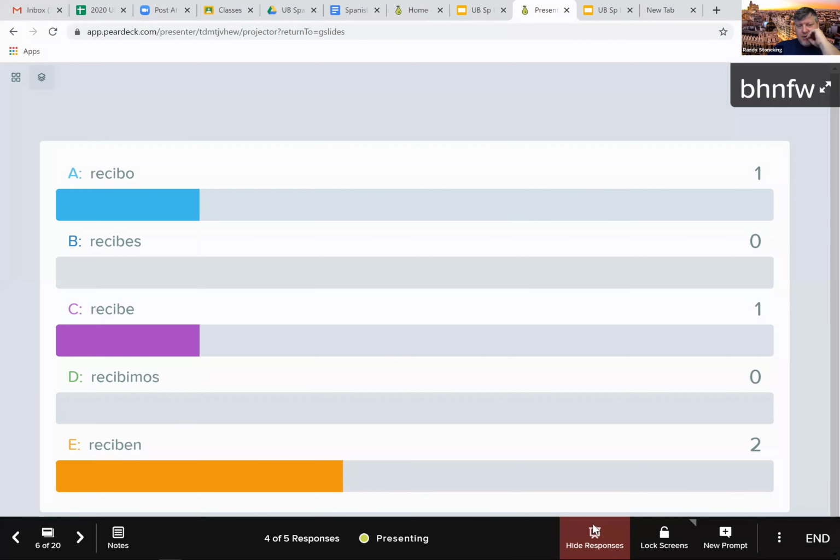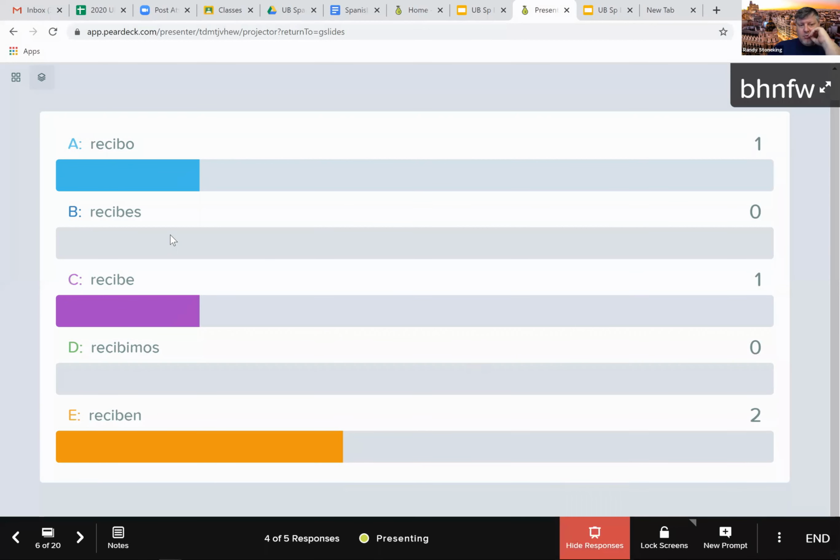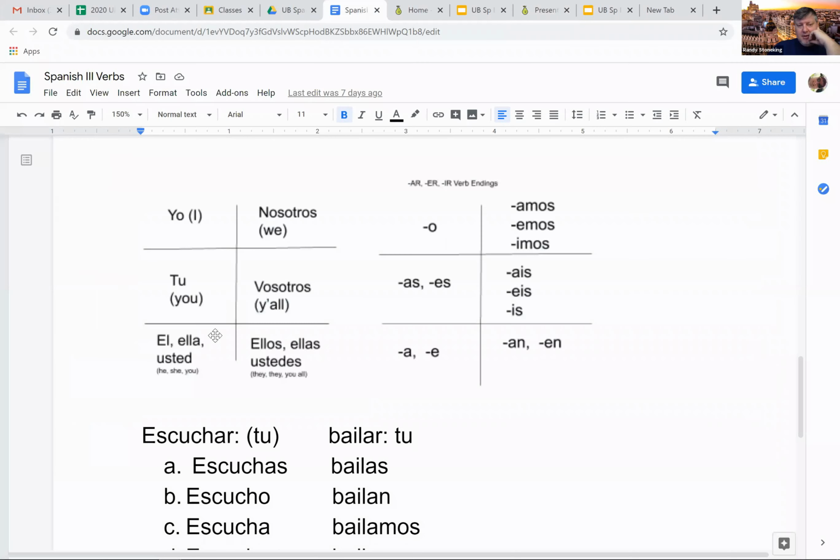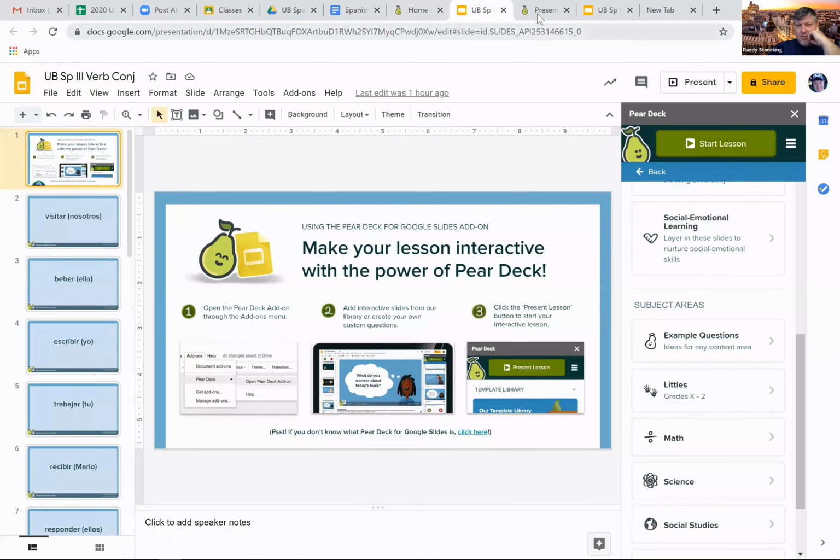Okay, let's take a look. So Mario is a he. Recibo, recibe, or reciben. I have more wrongs than right. So C is our correct answer there. Recibe. Mario is a he. So again, let's look at our little chart there. So we know that Mario is a he. He's bottom left on our chart. Now, what's the corresponding ending that goes along with that? Bottom left. Now we just have to decide if we would use the A or the E. Recibir is an IR verb, so it's E. It's only A if it's AR. So Mario recibe.